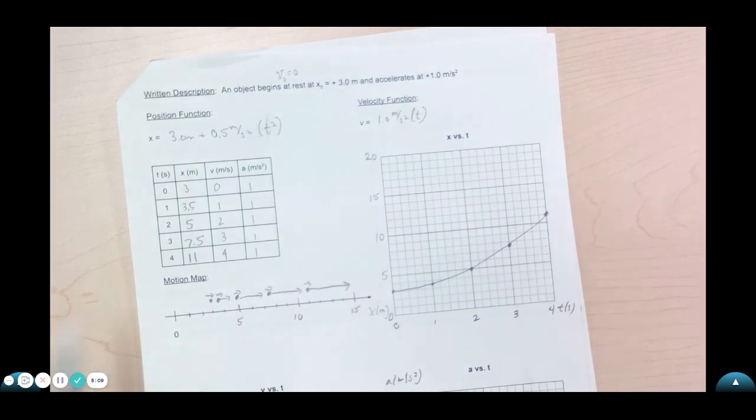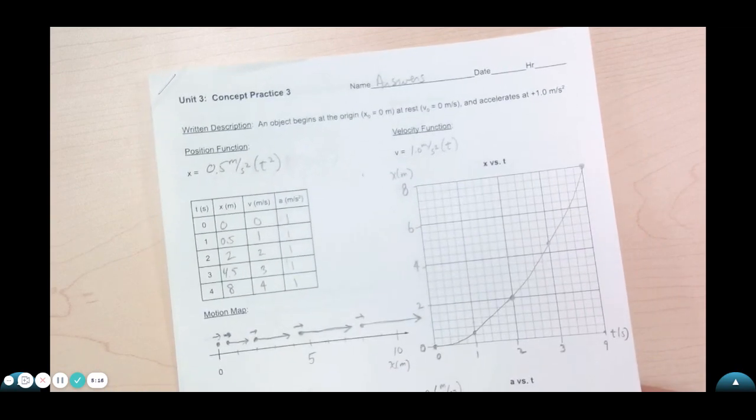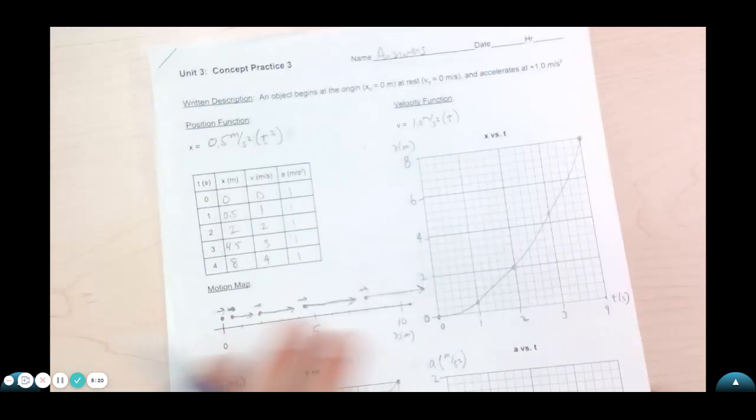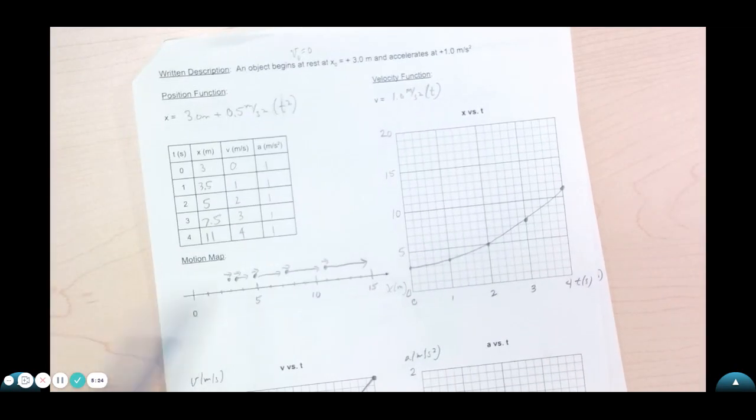Now you're going to notice that this motion looks virtually identical to the one on the previous page. Literally, the only difference is where the object began. So the dots are spaced the exact same way that they were here. They're just beginning at the 3-meter mark instead.